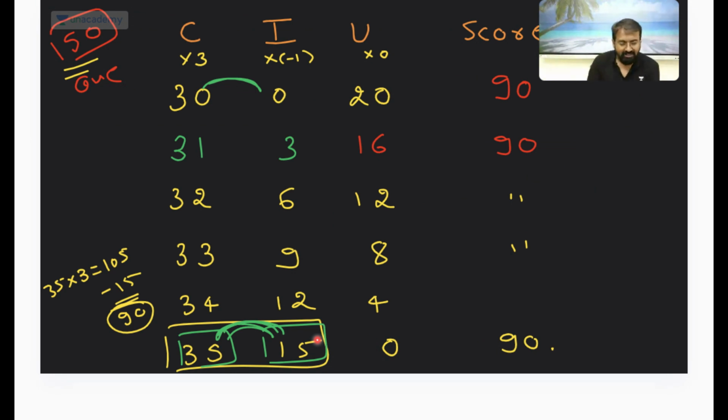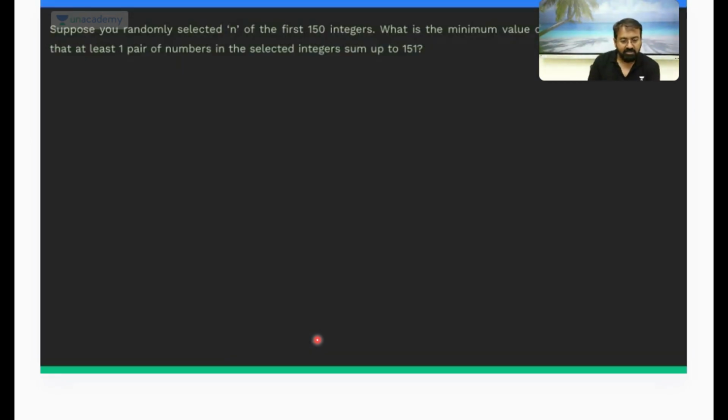Okay, let's take some different variety of question, guys. Try for this one. This is a nice question. Suppose you randomly selected n of the first 150 integers. Guys, first 150 integers means 1, 2, 3, 4 up to 150.